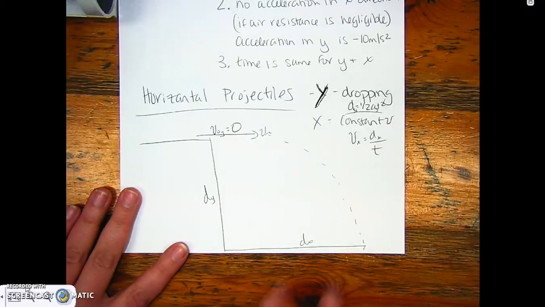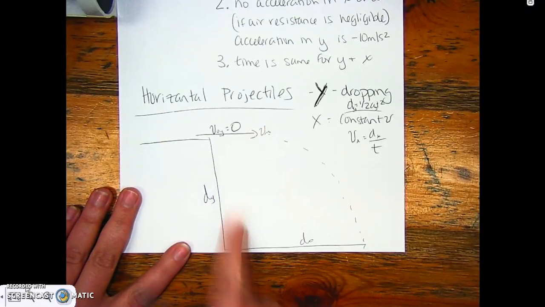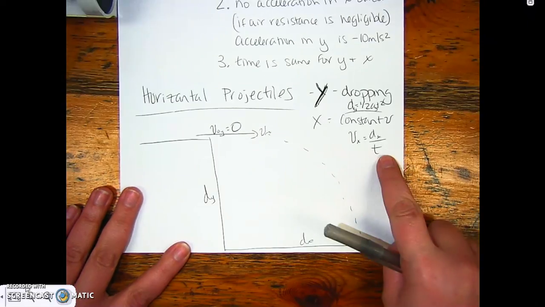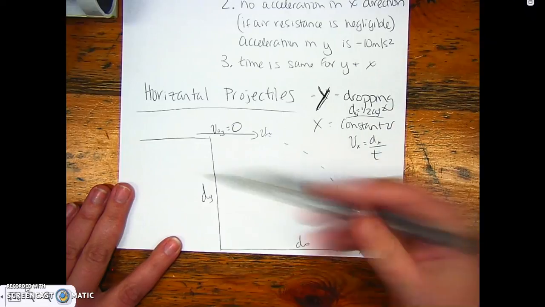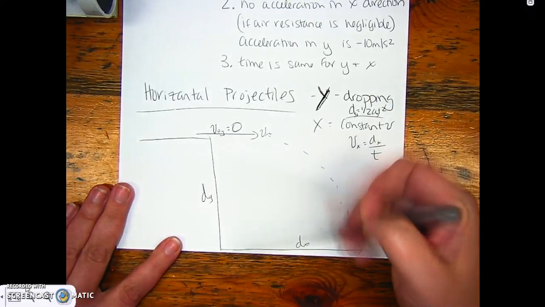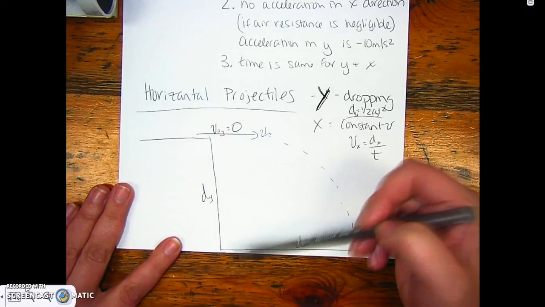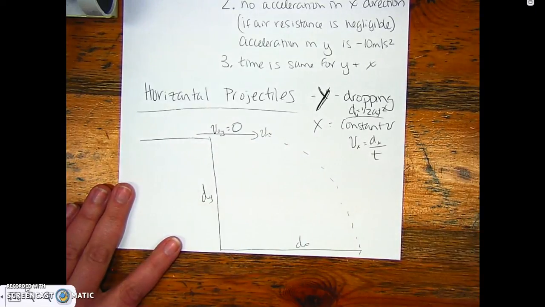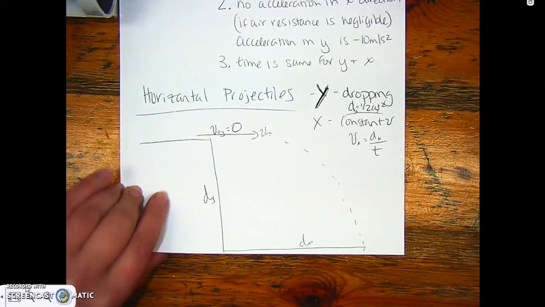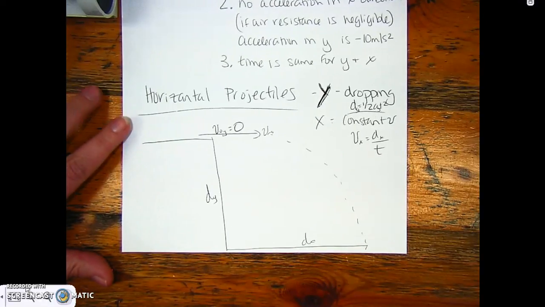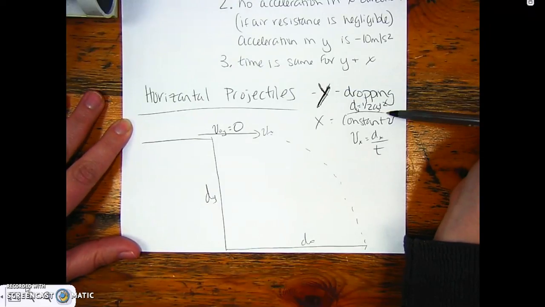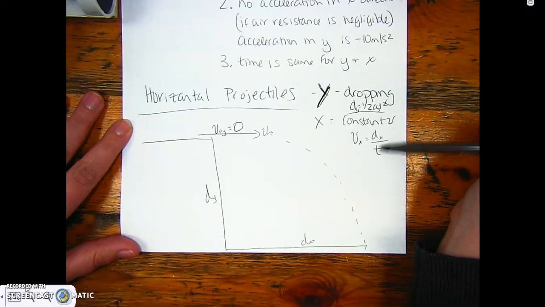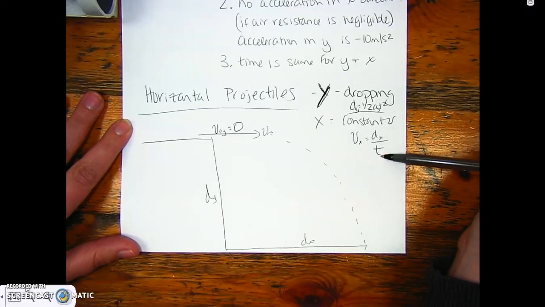Depending on what information you're given, you may be told how fast it leaves and how far it goes, and then you can figure out the time, and use that time in the dropping part of the problem to solve for y things. Or we can use the y things to solve for time and then figure out how far or how fast something is going off the edge of a table. So again, horizontal projectiles, we separate into two parts. The y part, the up and down part, we use d equals 1/2 at squared like a dropping problem. And for the x component, we know it's a constant velocity, so we use Vx equals dx over t.